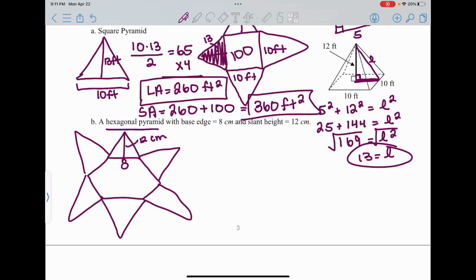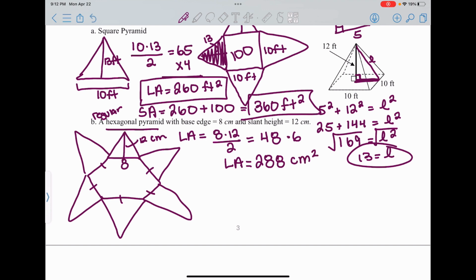So if I'm going to find the lateral area, I'm going to find the area of just one triangle and multiply by how many there are, because the problem didn't mention, but it's supposed to say this is a regular hexagon base, which would mean that all of these triangles are congruent. So to find lateral area, I'm going to do base times height, divided by 2 for my triangles. 8 times 12 is 96, divided by 2 is 48. But this is just one of 6 triangles, so multiplying by 6 gives me a lateral area of 288 centimeters squared.